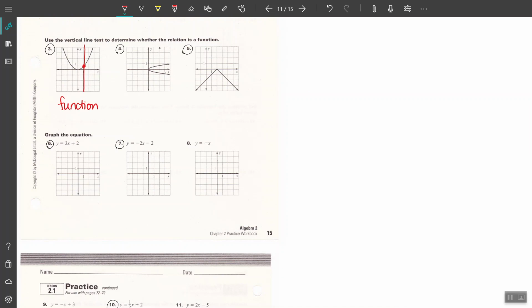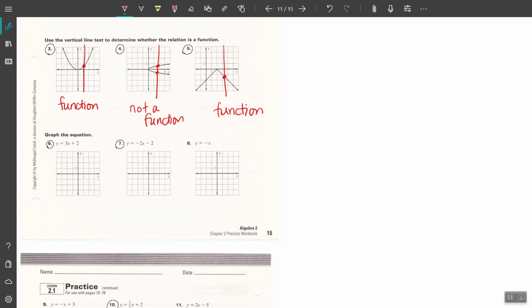Now if we come over here and do that same thing on number 4, we run a line down, we can see that we hit the graph here and we hit the graph there as well. And because we hit it in 2 spots and not just one, that lets us know that if we were to see these values in a table, they wouldn't match up one-to-one like we need, the pairs. So because of that, this is not a function. And then this last one, of course, we're going to run it down, see that it only hits at one point, so this is also a function.